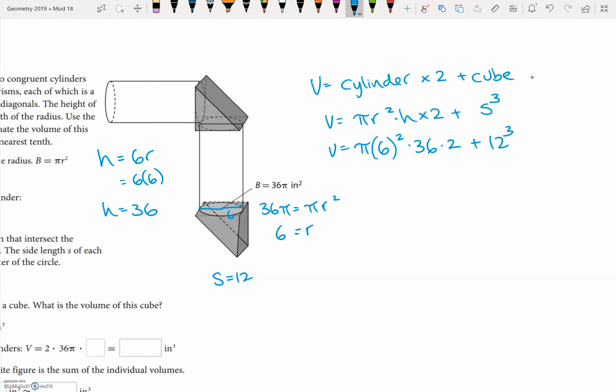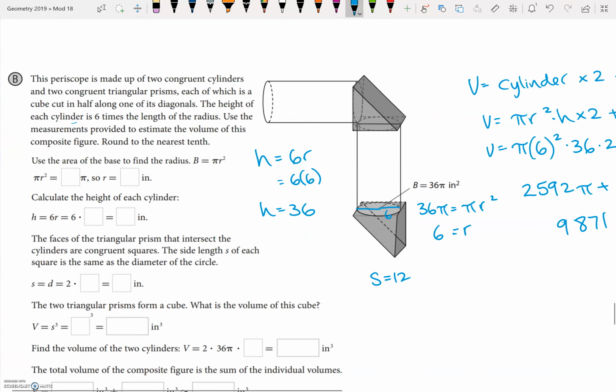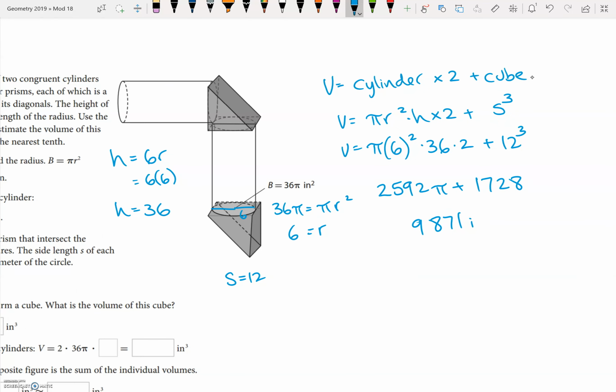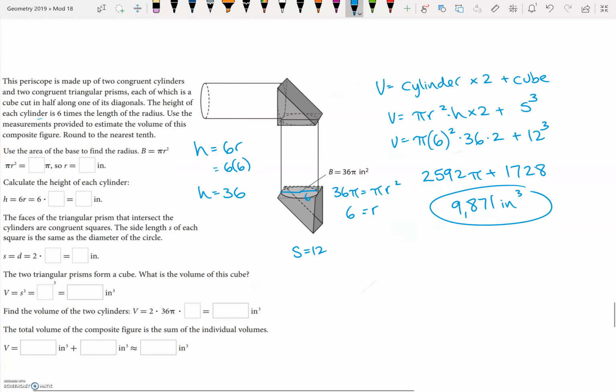So we have 36 times 36 times 2. That's going to be 2,592 pi plus 12 cubed. That's going to be 1728. And if we were to round that, looks like I will get 9,871. What are my units? Oh, inches. Inches cubed. It's 9,871.008, so we'll round it off to that.